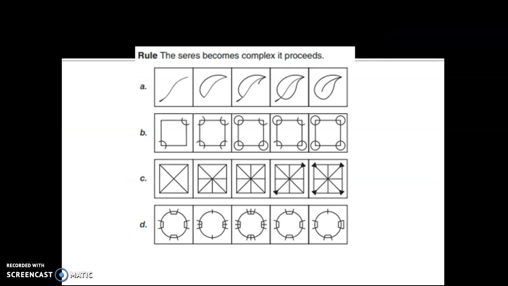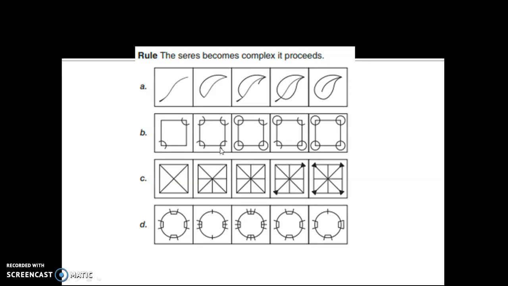Next question. See the rule: series become complex as it proceeds. So the figures should become more and more complex as they proceed. See in A, this is a line. This is becoming a bit more complex, very complex. And after that, they removed a line from this. So it is not becoming continuously complex. They removed a little bit of complexity in A, so this is not our answer.